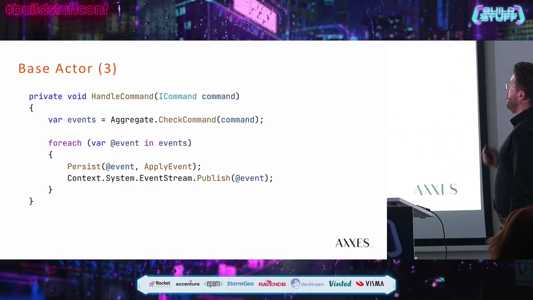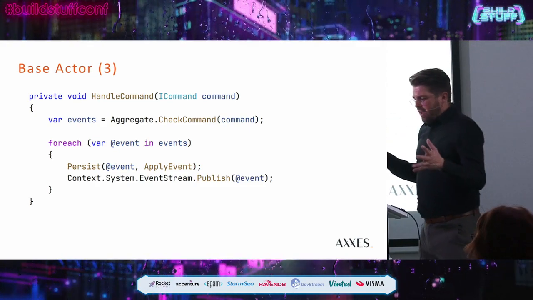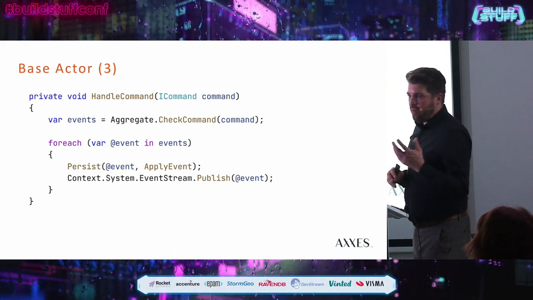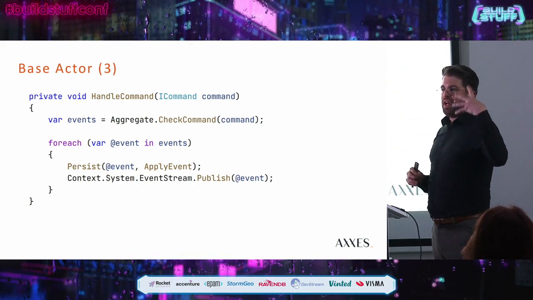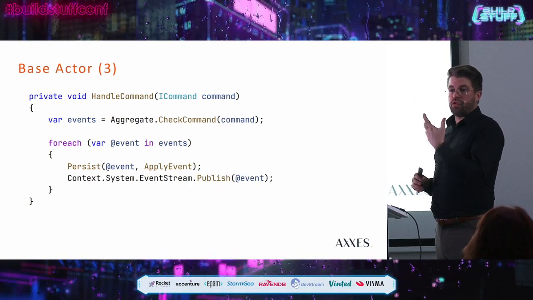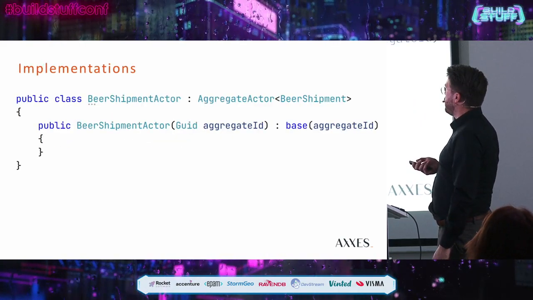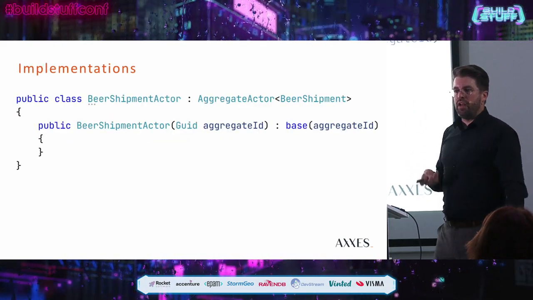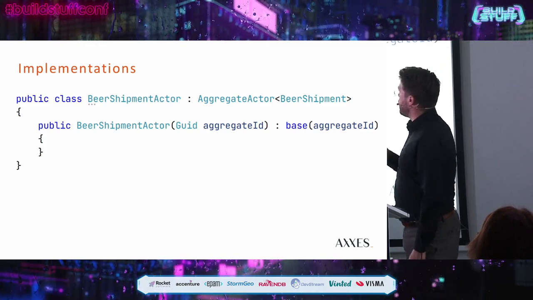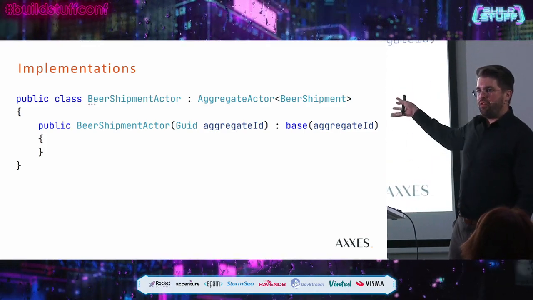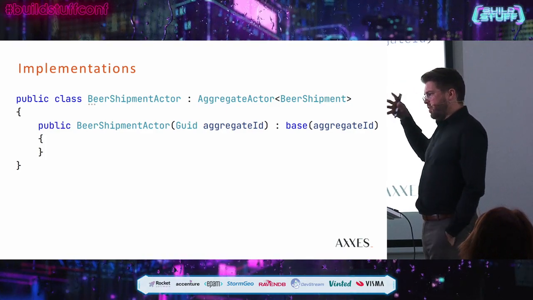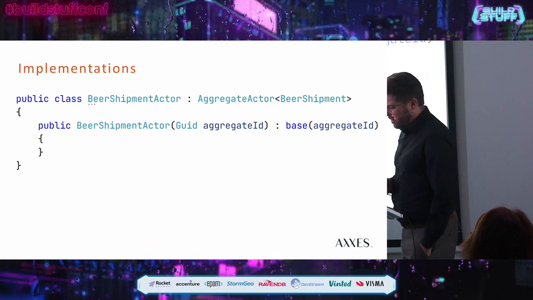That's okay. So that is our aggregate actor. So every aggregate that we want to spin up as an actor inside of our actor system is just going to need one of these, and it just needs to get implemented like that. We just inherit from that base class, give it the aggregate type, and we're done. So now you have a generic way of persisting and maintaining aggregates in your DDD system.